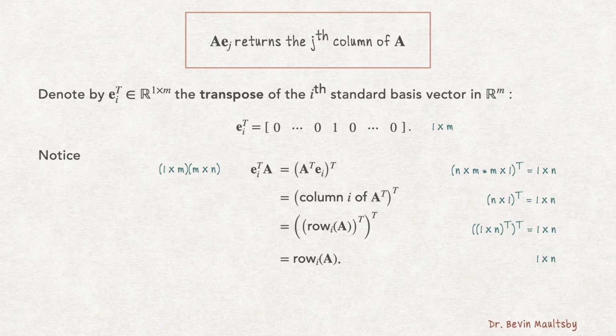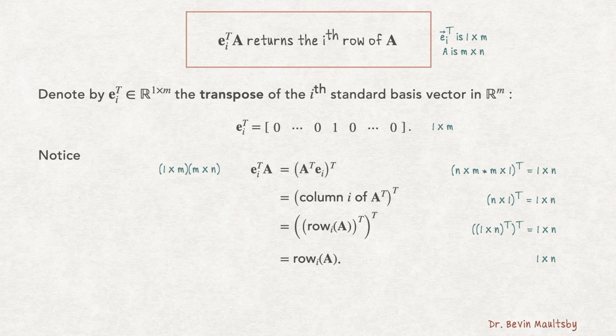Okay, so let's update our conclusion here at the top. I'm going to replace it with what we've just discovered. We now have a methodology for extracting the ith row of a matrix. See now what you make of this question.